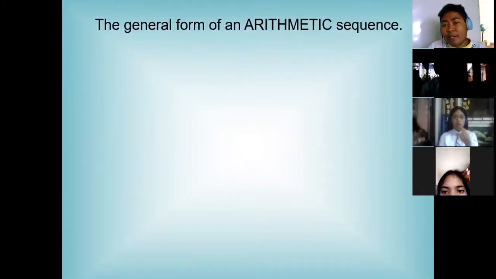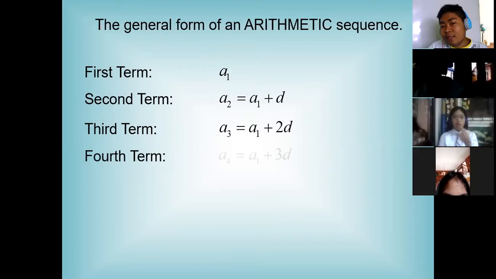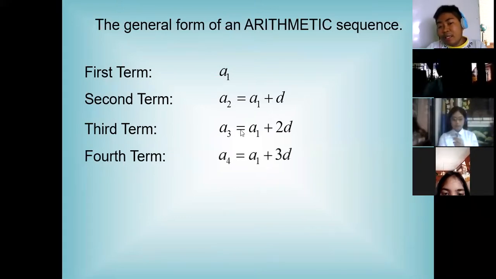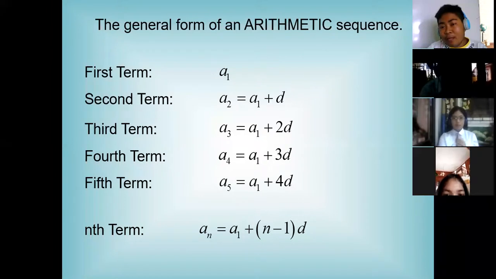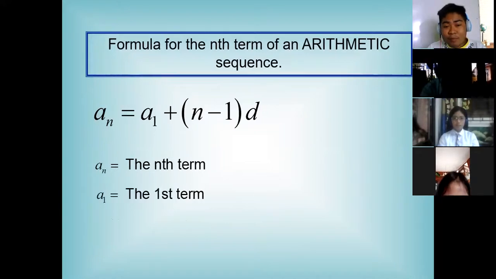So the general form of an arithmetic sequence is this: first term, second term, third term, fourth term. It only changes in this part: 1 difference, 2 differences, third difference, or 3 times the difference. So our formula for an arithmetic sequence is an, the nth term, equals a1, which is the first term, plus n minus 1 times the difference. By the way, the arithmetic sequence is the basic one among all the sequences. So this is the formula for the nth term.